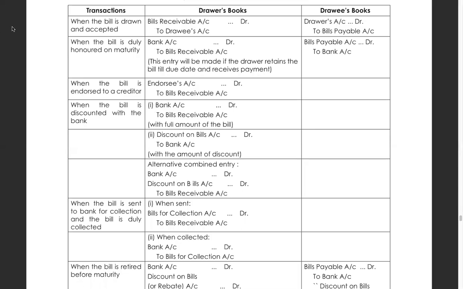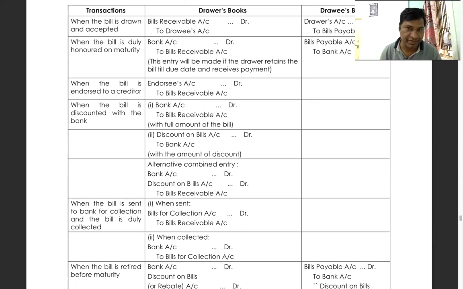Once again, these are the transactions that we come across when we are accounting for the bills of exchange. If you're writing the entries in the books of drawer, this is how you have to write. But if you're writing in the books of drawee, this is how you have to write. This is the treatment that you have to give for these transactions.